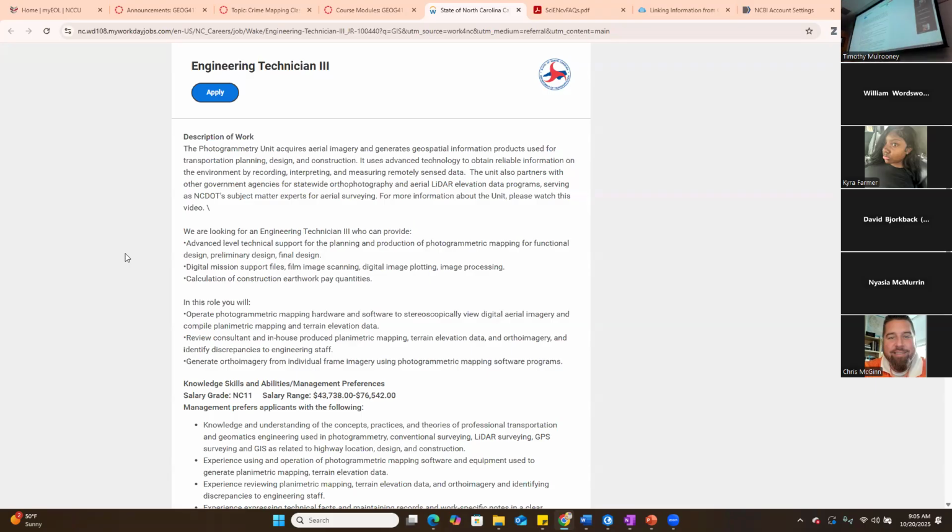It uses something called LiDAR, light detection and ranging, as opposed to radar, which is radio detection. So it's just different wavelengths. We have students that work here. We have 2 current students who work there. One of them just transitioned to utilities, and then we have another student who works in the surveying unit here. But it practices LiDAR, GPS surveying, GIS related to highway location design and construction.